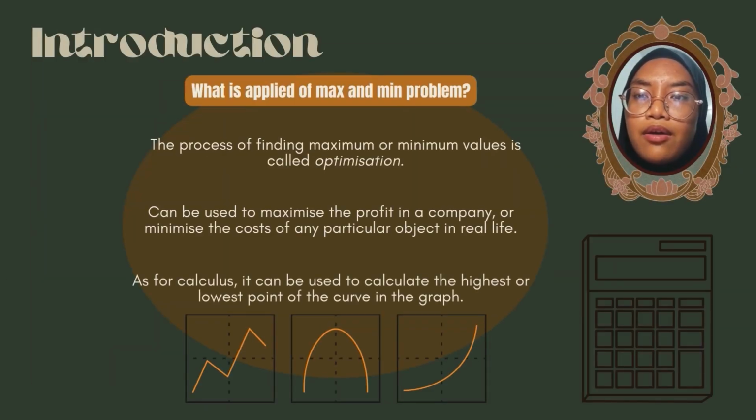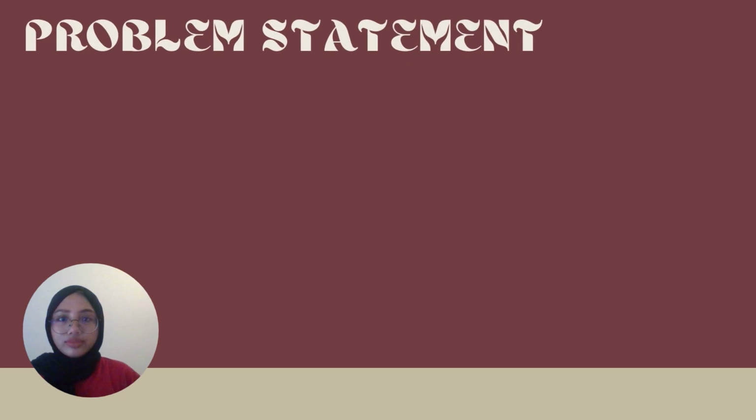What is the application of maximum and minimum problem? It is a process of finding maximum or minimum values that is called optimization. For example, it can be used to maximize the profit in a company or minimize the cost of any particular object in real life. As for calculus, it can be used to calculate the highest or lowest point of the curve in the graph. So first, we are going to start with the problem statement.